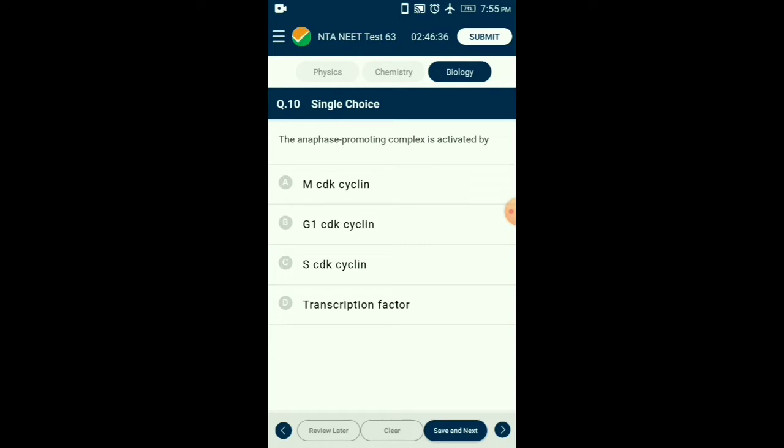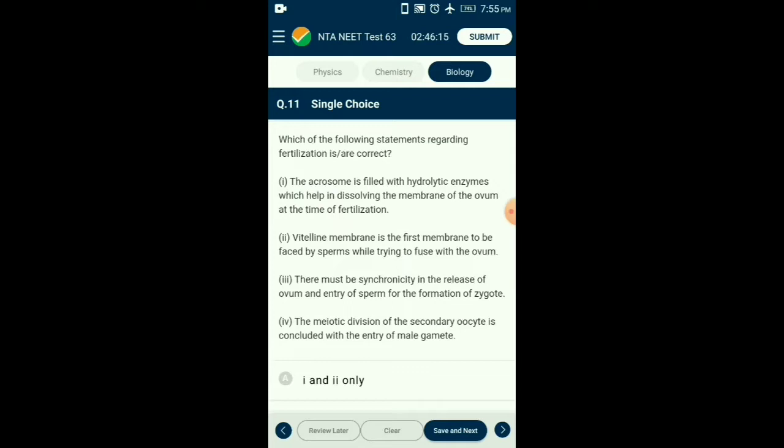M-phase cyclins form M-CDK complexes and drive the cell's entry into mitosis and act on the anaphase promoting complex. So the answer for this question is option A, M-CDK cyclin. Question number 11. Which of the following statements regarding fertilization are correct? Here 4 statements are given.